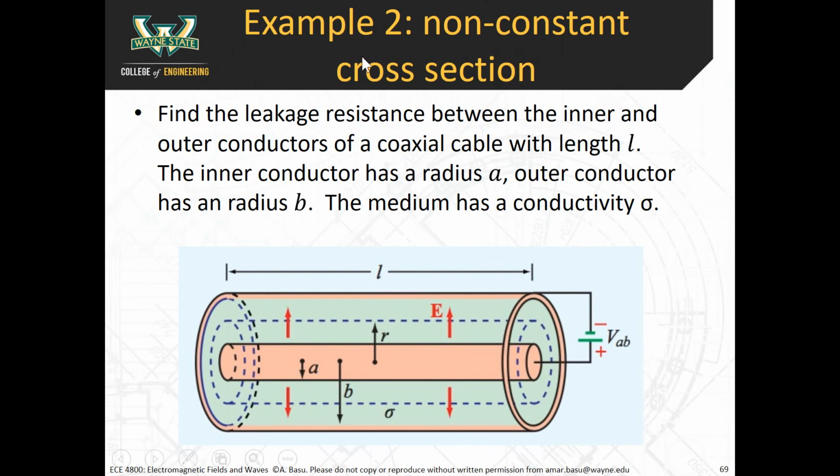And you're asked to find the leakage resistance between the inner and outer conductors of a coax cable with a length L. The inner conductor has a radius A, the outer conductor has a radius B. The medium in between has a conductivity sigma.